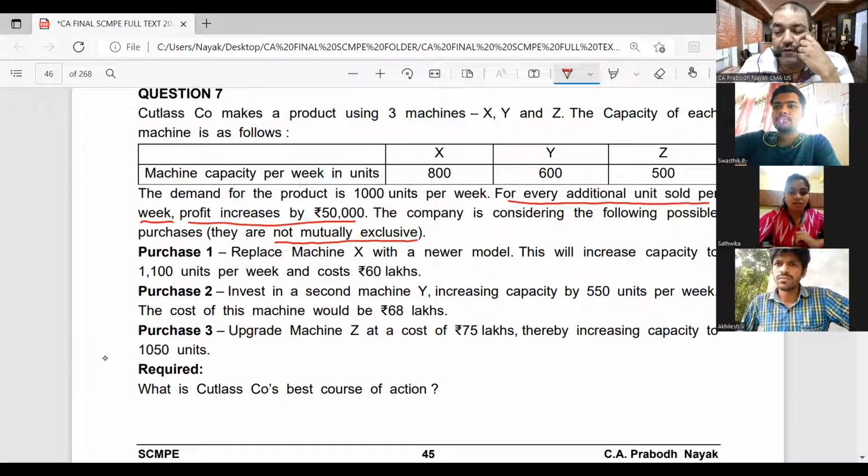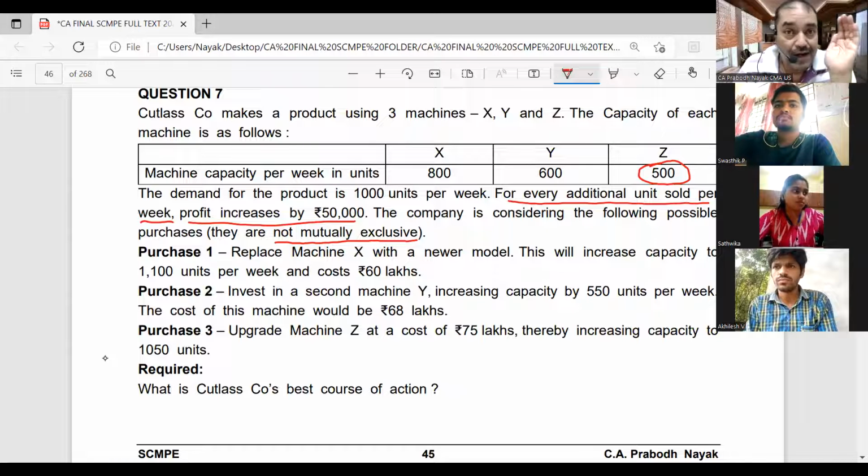Yes, Ajita. Machine Z, sir. Machine Z. Sure? What is the reason? Since the machine capacity is low. Correct. Per week. Fine. So Z has the lowest capacity of all the 3 machines. So we say that machine Z is a bottleneck as of now.